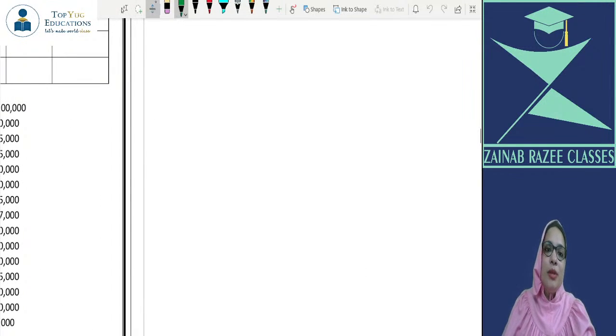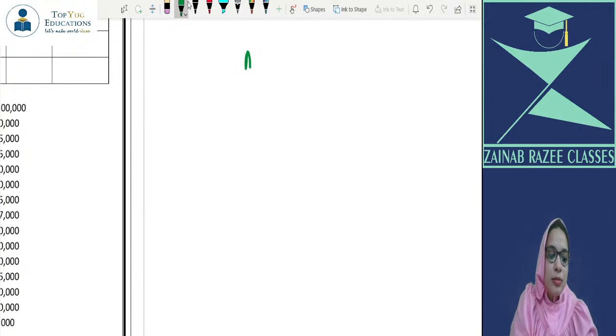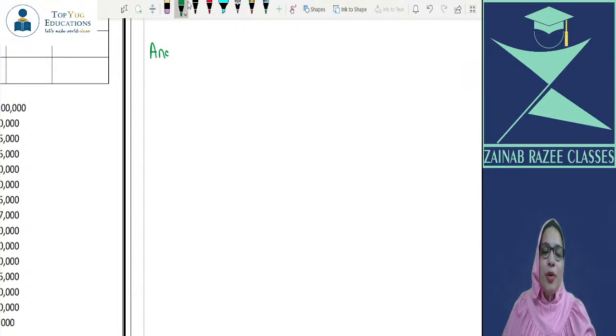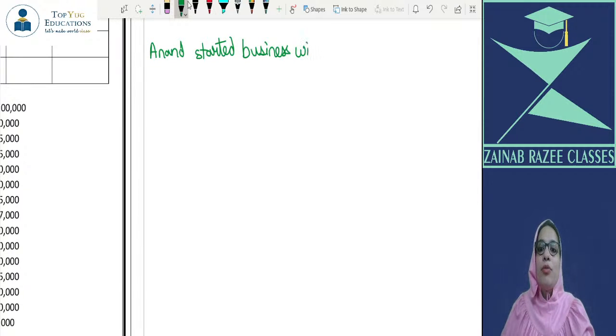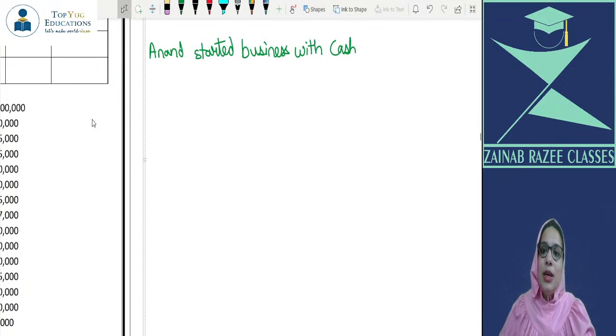I'll note down again. The first one, keep on writing with me. Anand started business with cash. How will you think? So Anand is starting business. Tell me the two accounts which will get affected first of all. How much was the rupees? Rupees was 1 lakh. Anand started business with cash, rupees 1 lakh.